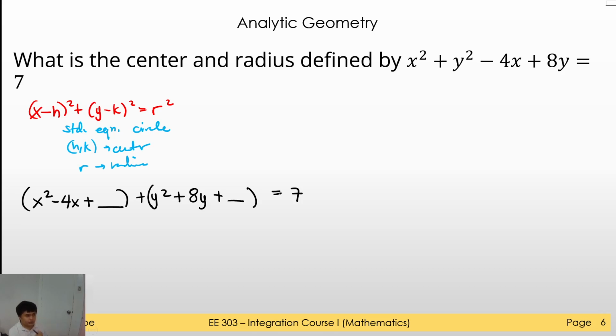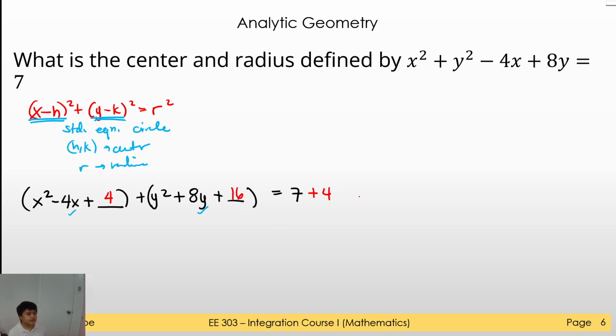So what shall we do here? We will complete the square so that this will become (x - h)² for this one, and (y - k)² for this one. To make this a complete square, we should add 4 here, right? If we add 4 on the left side of the equation, we have to add 4 as well to the other side of the equation to make things balanced. And then we have 8y here, so this will be 16.